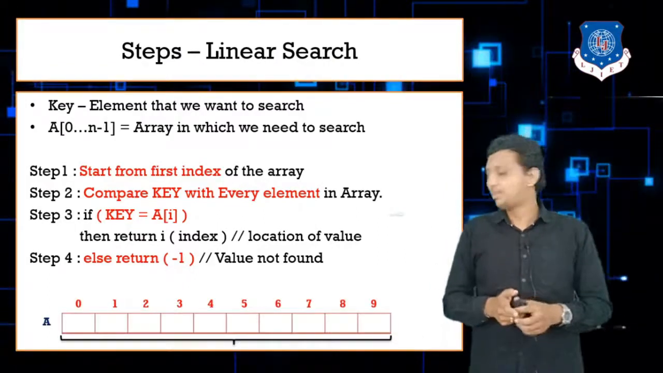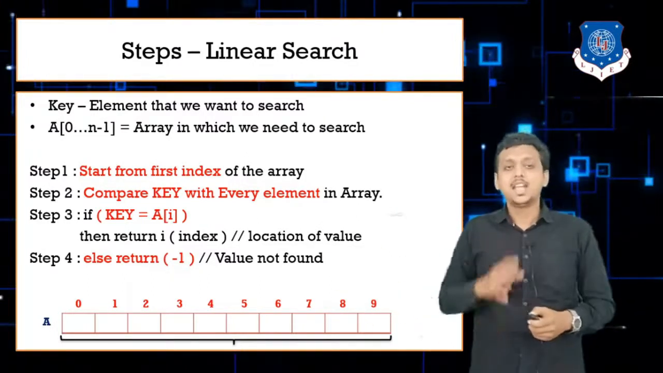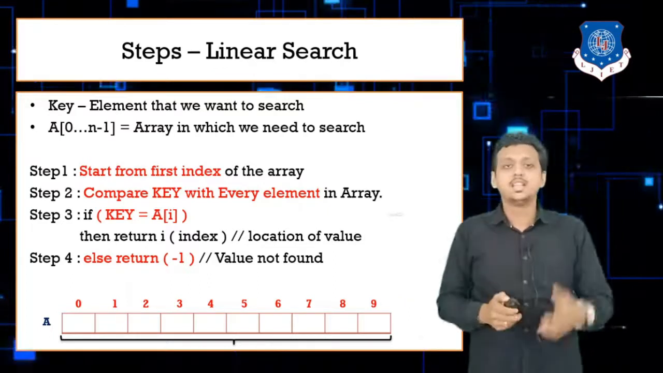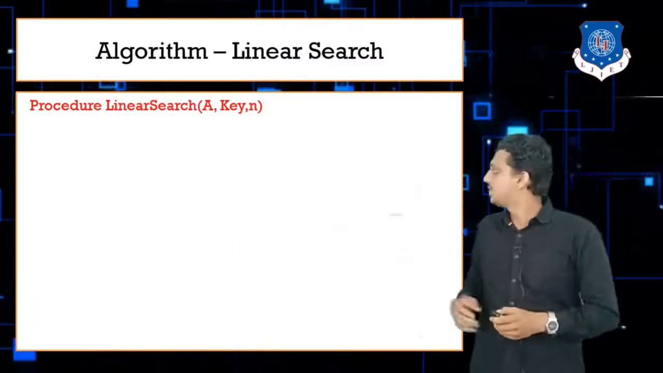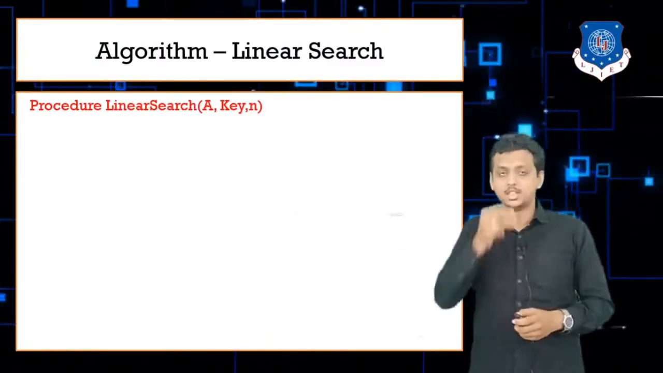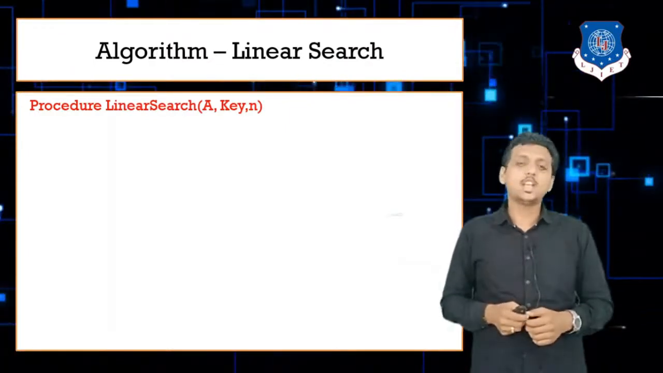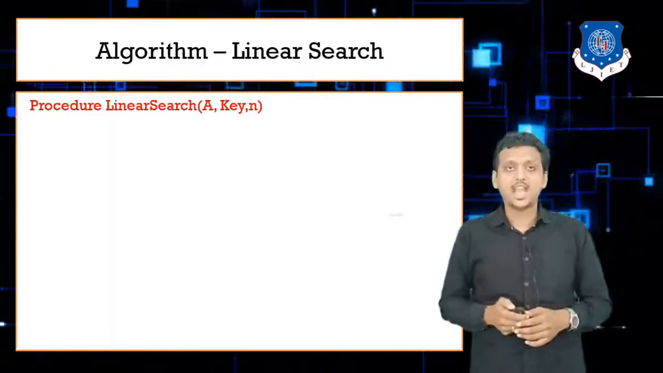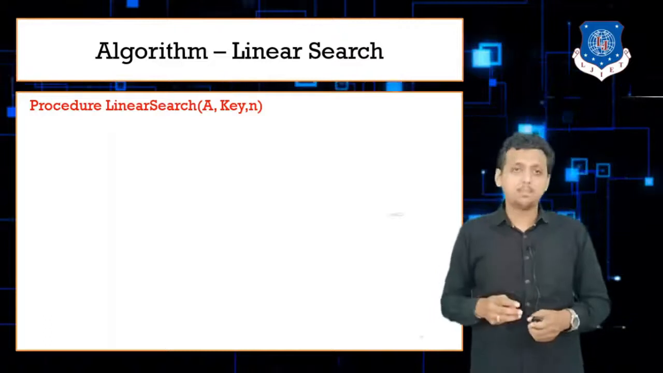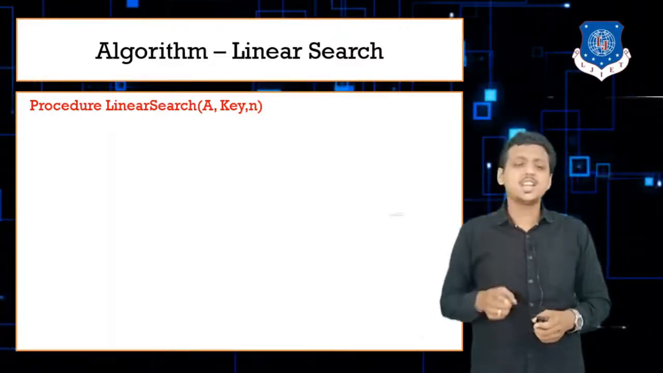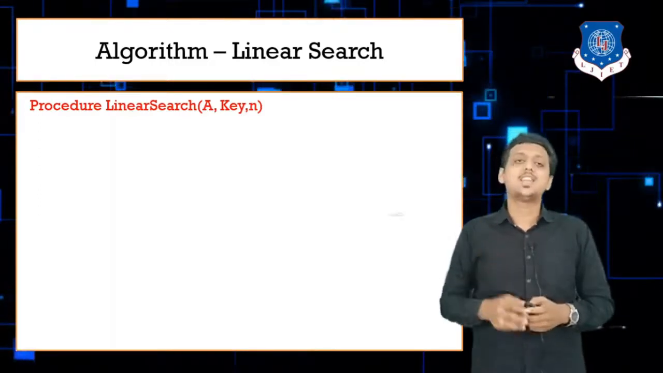Now, suppose this is my array, and in this array we need to search for something. Let's take an example and see how the algorithm works. Procedure linear search, where as arguments I am going to pass my array, the key value and the size of the array. So there are three different parameters. A stands for the array, key is the value which I need to find in A, and n is the size of the array.